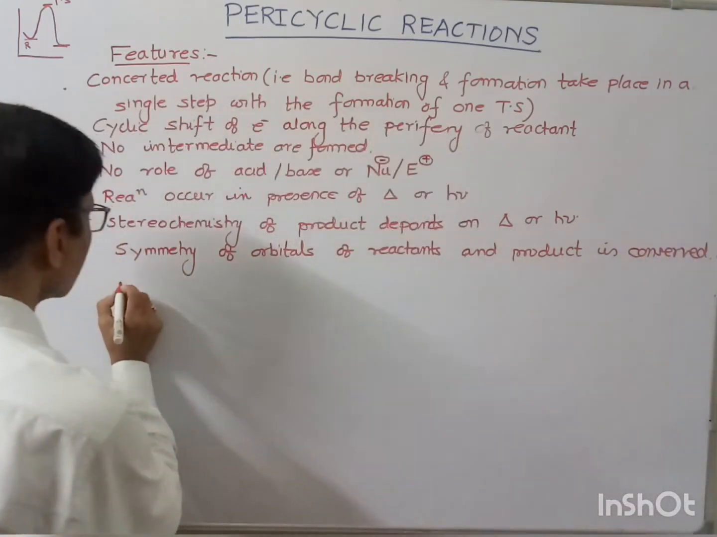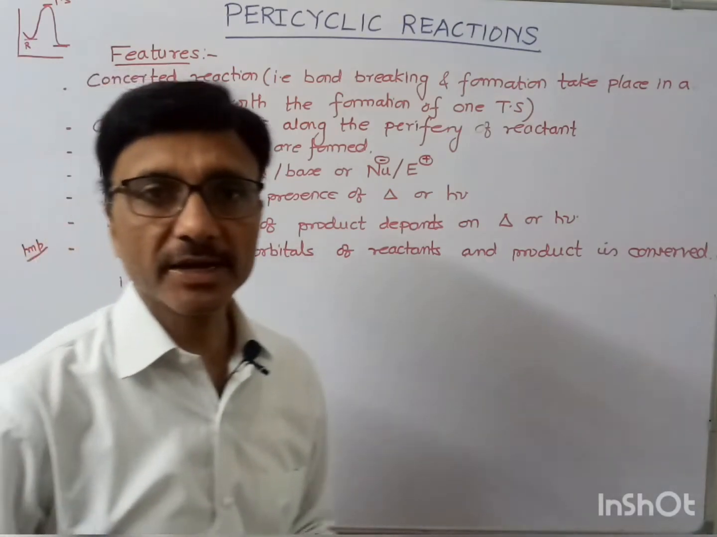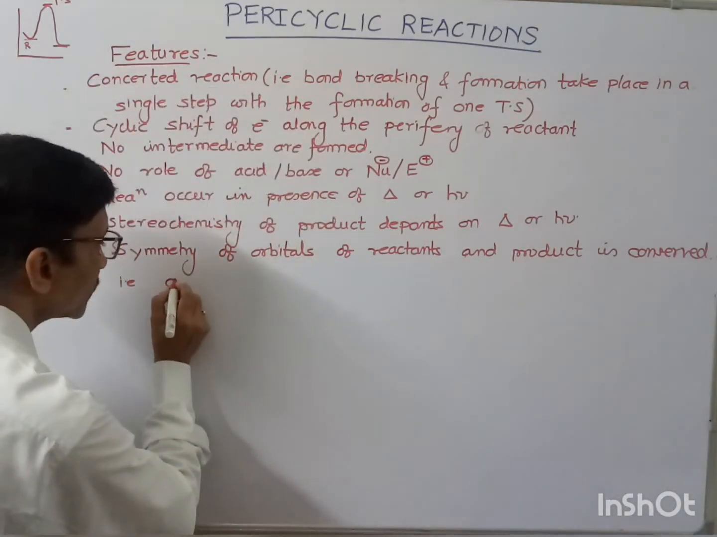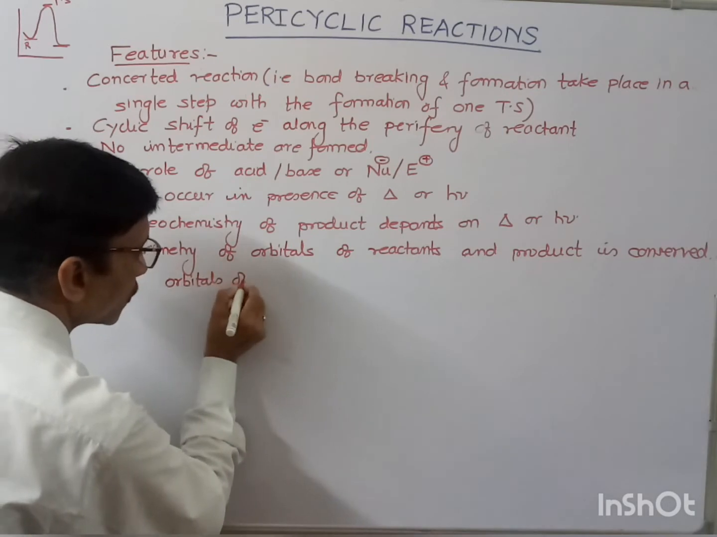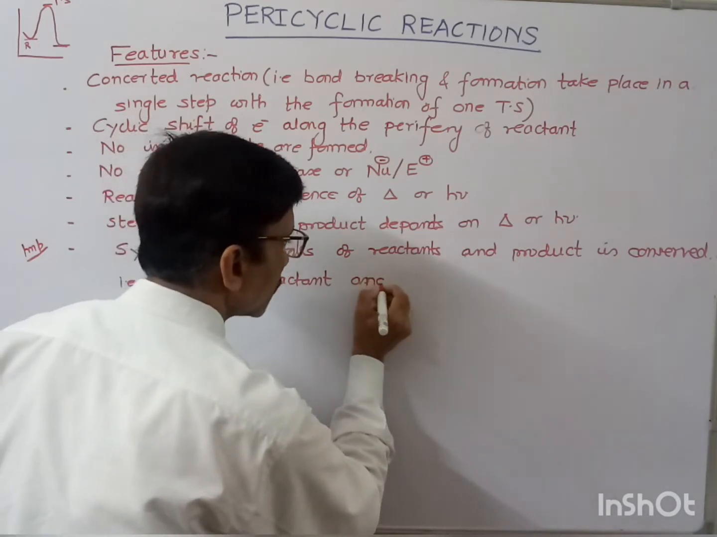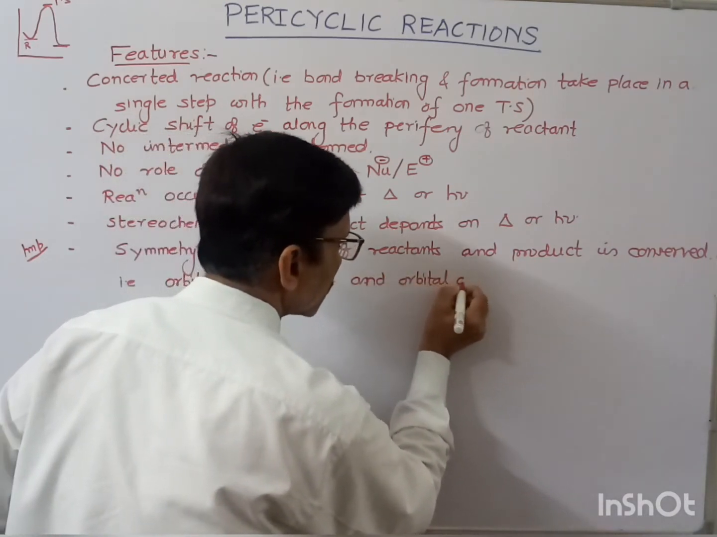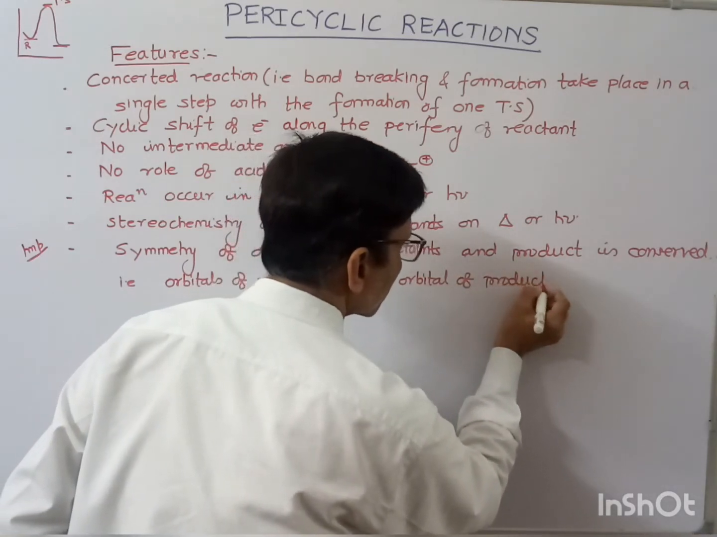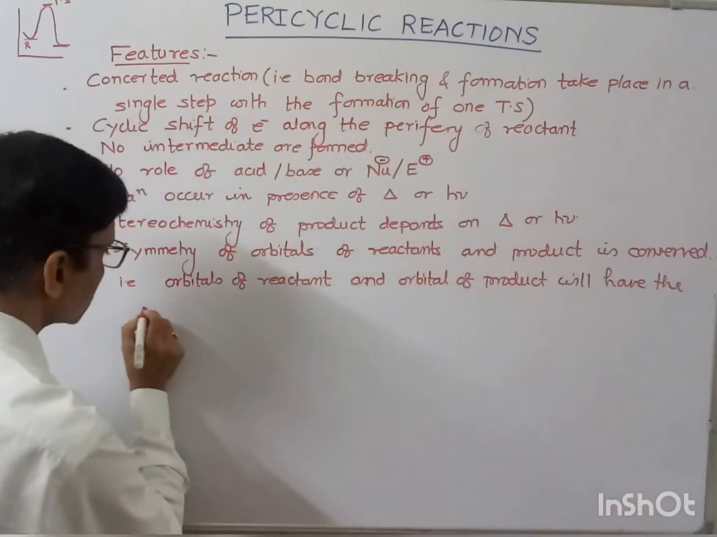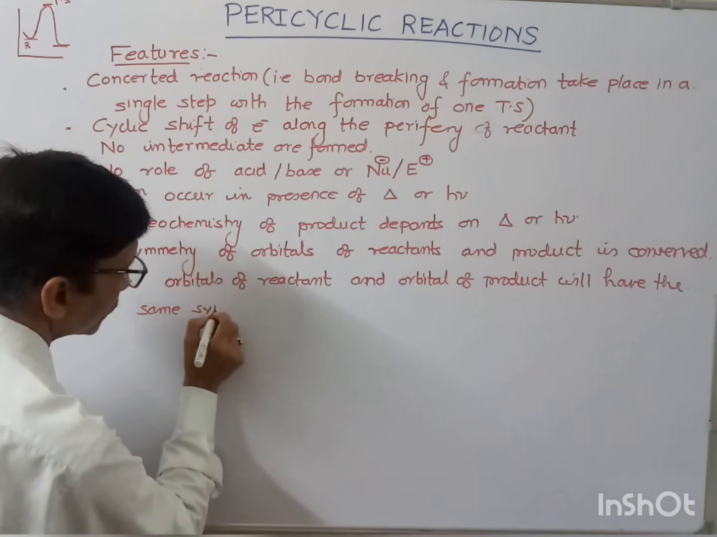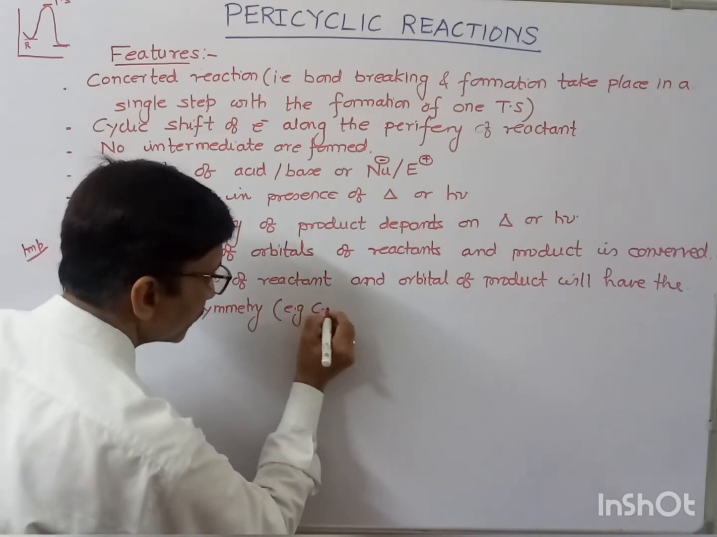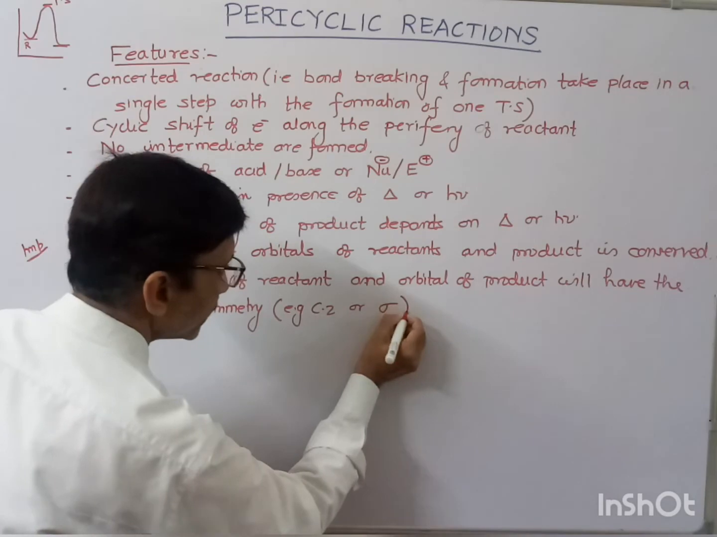That is, we can say that the orbitals of reactant as well as the orbitals of the product have the same symmetry. Or we can say symmetry element. For example, they will have the same C2 symmetry or the same mirror plane symmetry.